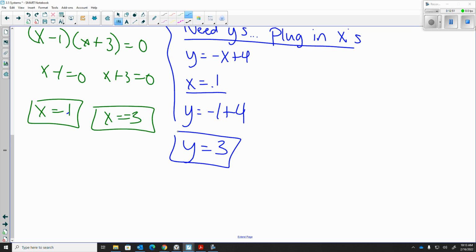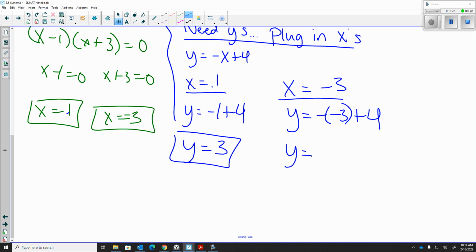Okay, and then I got to do it with -3. Be careful. It's -x, right? So it's -(-3), which is 3, plus 4. You guys okay? We good? So I get 7, okay?